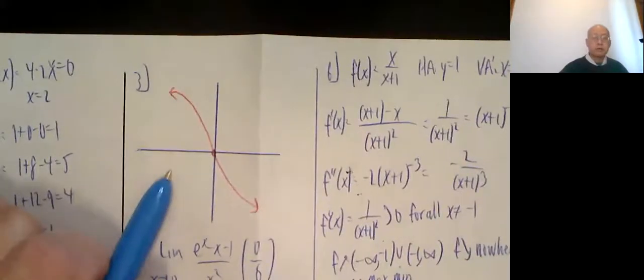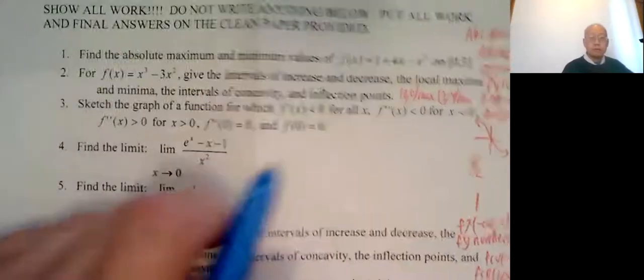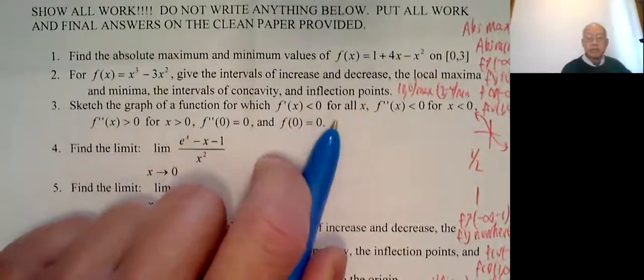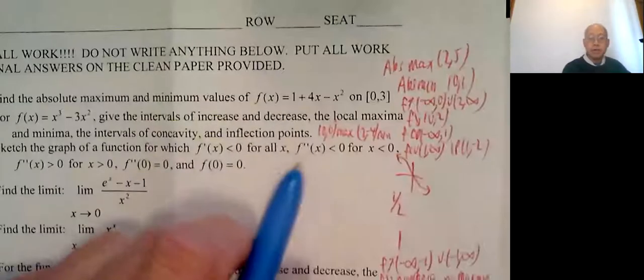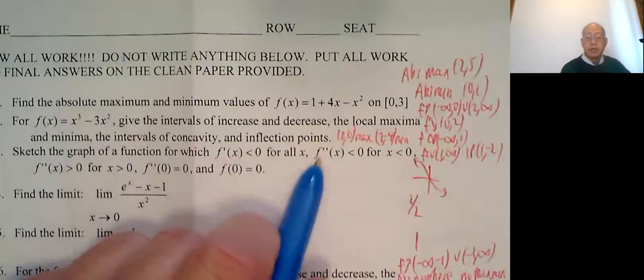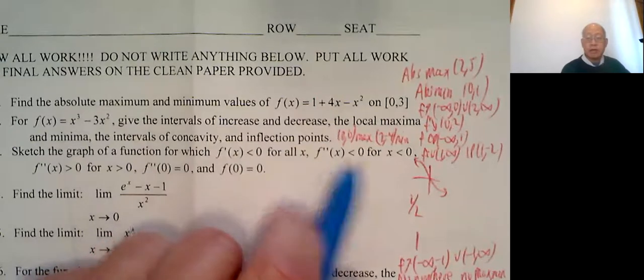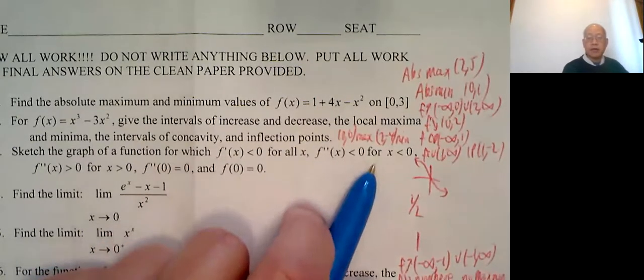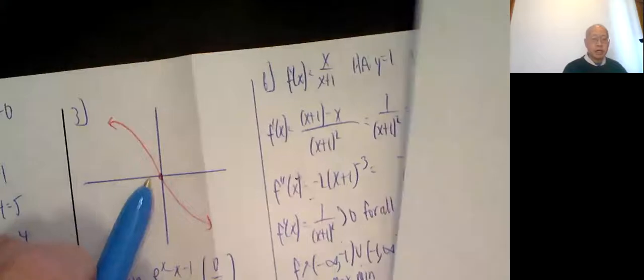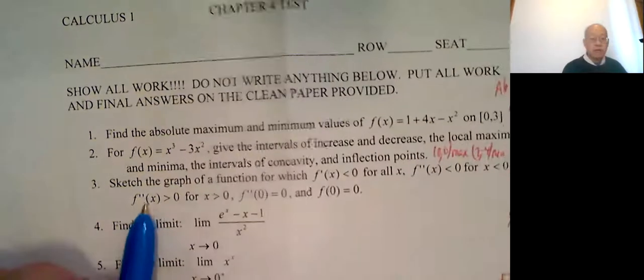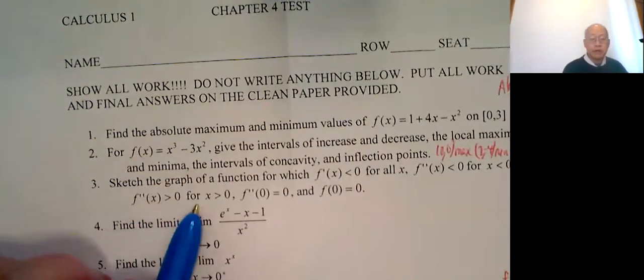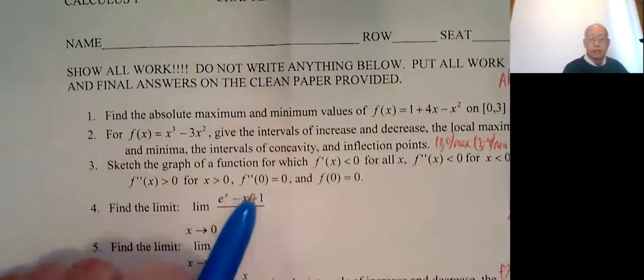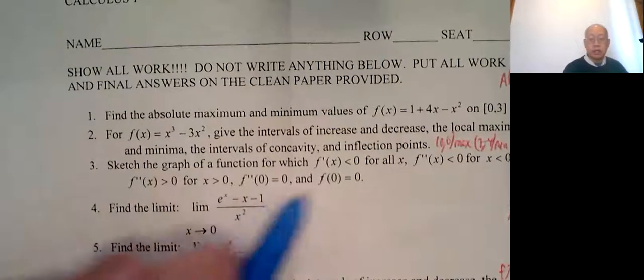Number 3, here's the solution graph. F prime of x less than 0 for all x. That means it's always decreasing. And see, f double prime is less than 0 for x less than 0. That means concave down. So decreasing, concave down. F double prime greater than 0 for x greater than 0. So concave up. And f double prime of 0 equals 0, inflection point, and it touches the origin. So this is the graph.